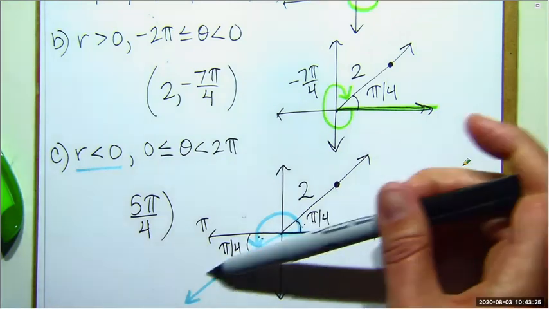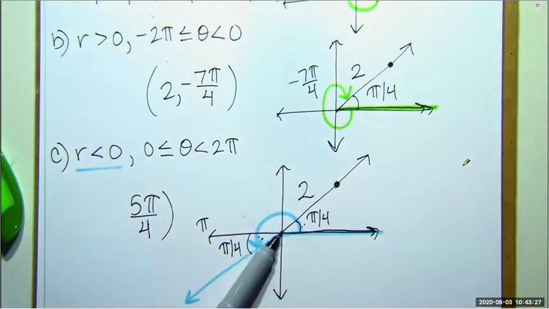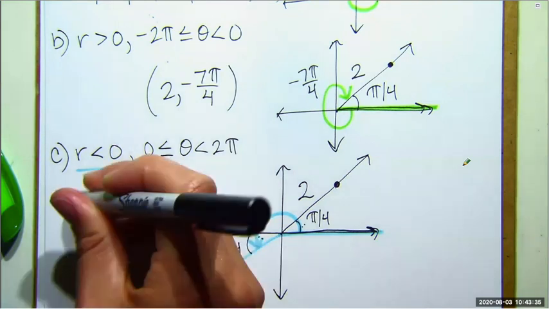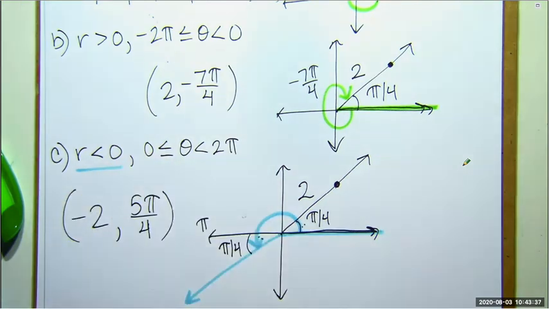So our angle is 5 pi over 4. So here's our ray through 5 pi over 4. Now, if we want to go in the opposite direction, a distance of 2, what do I need to let r be here? -2, yeah. Okay, so another way of writing this point is -2 comma 5 pi over 4.